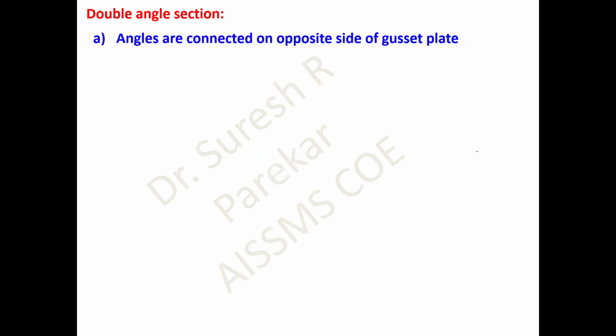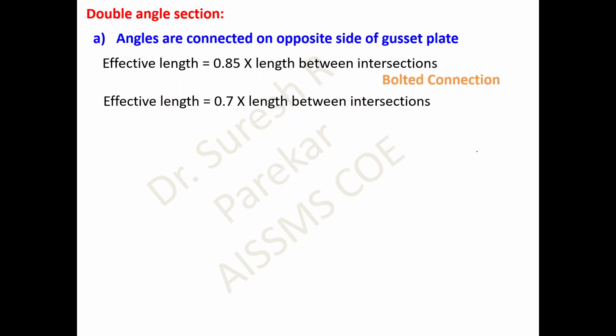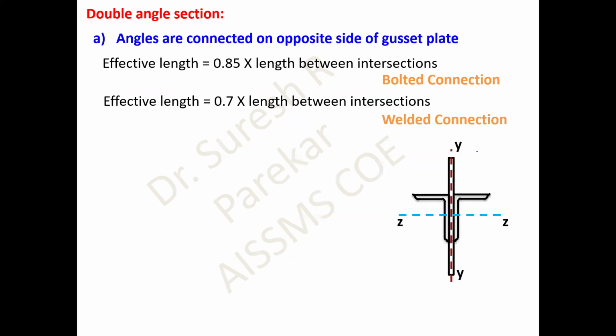We have a double angle connected on opposite sides of the gusset plate. I already mentioned this, 0.85 for bolted and 0.7 for welded. Now we have it on opposite sides of the gusset plate, and then we have the ZZ section, YY section. Then what will be the minimum? So now if your angle is an equal angle, whatever we are now saying is for an equal angle.